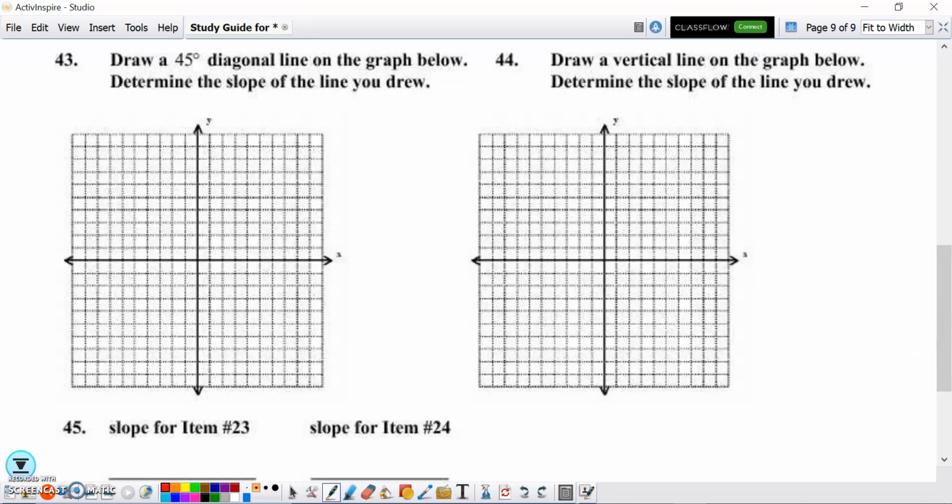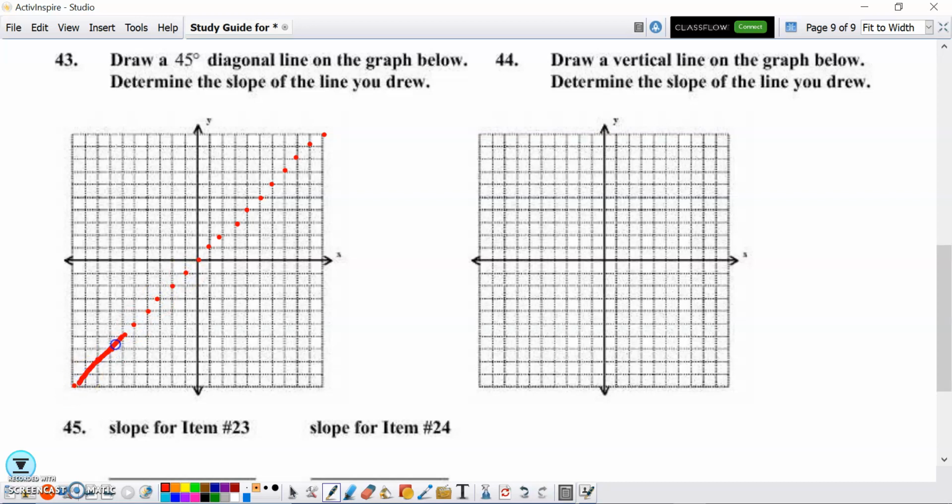Okay, number 43, draw a 45-degree diagonal on the graph below. Determine the slope. Well, a 45-degree angle, right here at the origin, is going to cut that in half. So basically, I'm just going to go ahead and put some dots like this, up 1 over 1. Okay, that's going to cut that in half, so that's the diagonal.